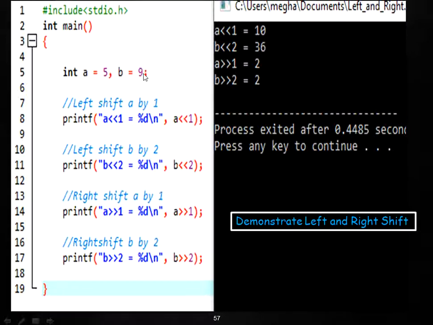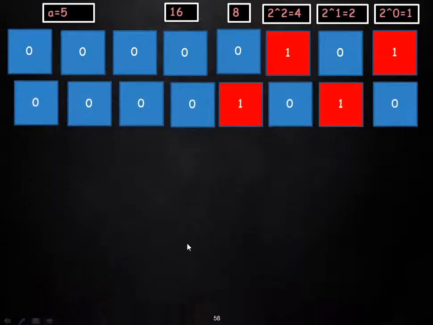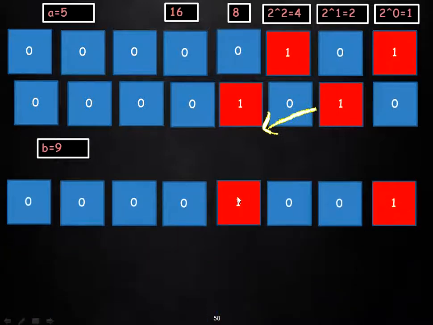Now let's see B is 9 and B left shift by 2 says 36. Please remember, B is 9, B left shift by 2 gives us 36. Let's check. B is 9, so represent B first in binary. Representing B in binary, we'll have 1 here and we'll have 1 here. So let's check. Yes, 1, 1. So this is 9. Under 8 we'll have 1 and under 1 we'll have 1. So 8 plus 1 is 9.